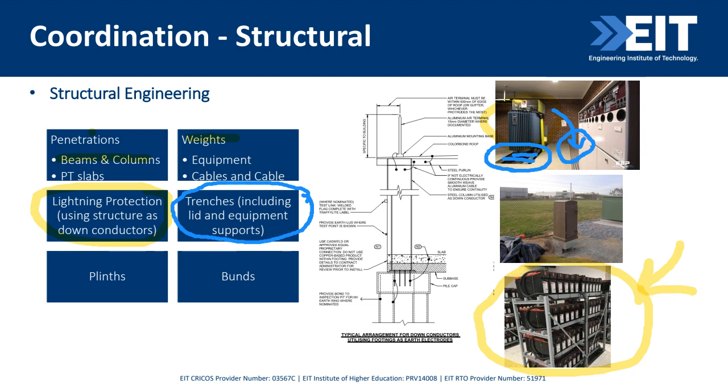You could also have something as simple as a plinth, something that your switchboard needs to sit on. So if we have a switchboard outside, we might want a plinth for that, and we want that designed by our structural engineers. Or if you have an oil transformer that could leak, maybe you want them to design a bund for the room that goes around the room. So they're the most common coordination items between electrical and structural.